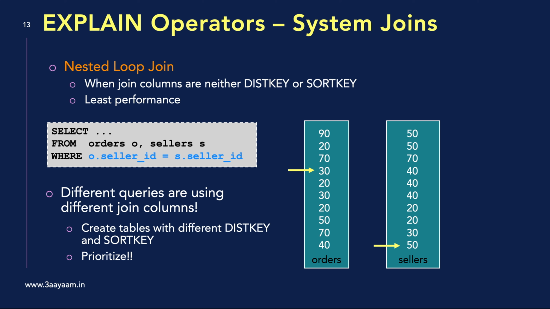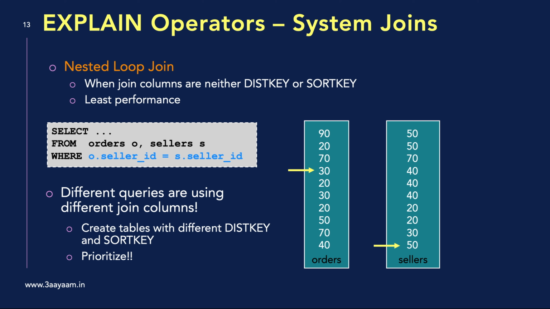So the other option is you have to prioritize. So if you have, let's say, 50 queries, you have to see which are the most critical queries of your system. So let's say business says that, okay, these 15 queries are the most critical ones. So these queries should meet the SLA come what may. So we cannot afford to lose the SLA for these 15 queries. And let's say for those queries, you are using the same joining column. So if that is the case, then it becomes pretty straightforward because you create only one table with the same dist key and sort key.